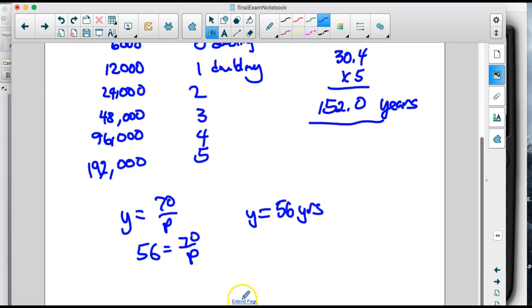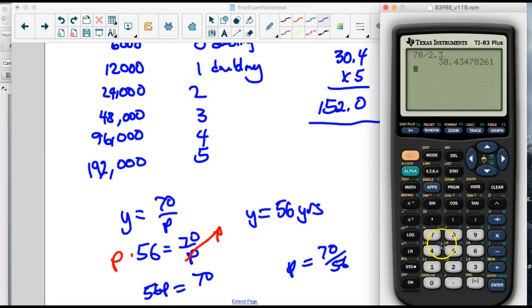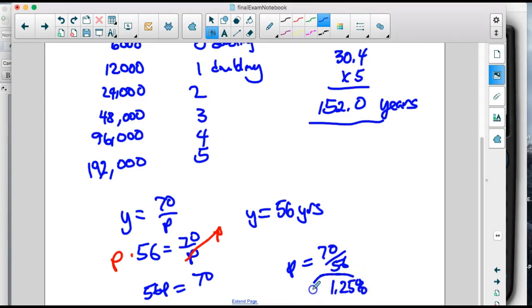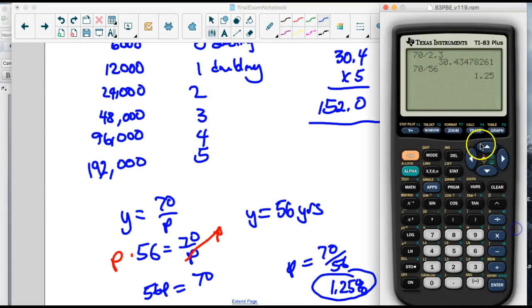So we'd multiply both sides by p. Cross that out, we get 70 over here equals 56p, and then we would divide. So p is 70 divided by 56, which in this case is less than 2, 1.25. So this rate would be 1.25% per year. That's what it says on the calculator when we do that.